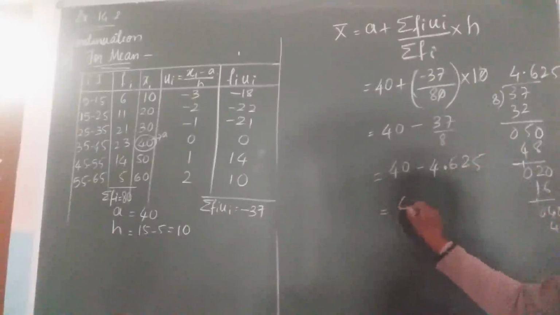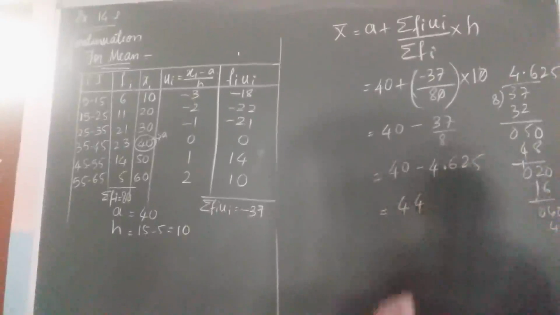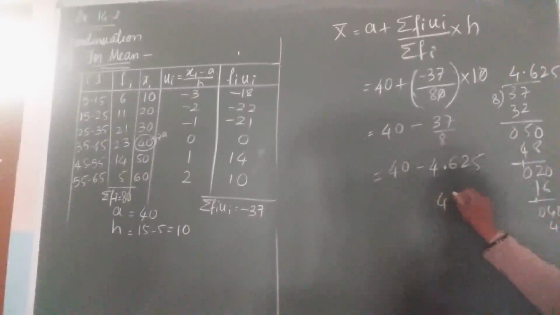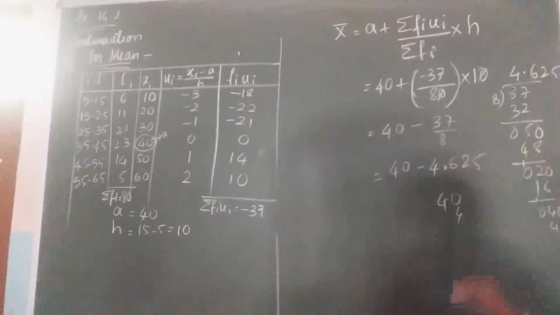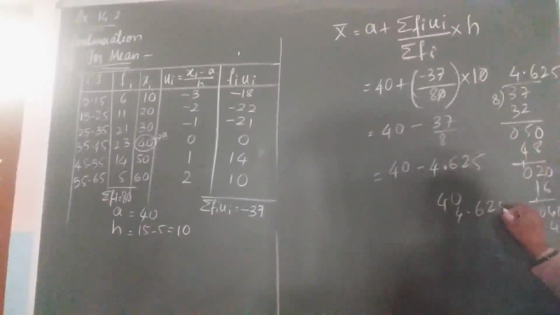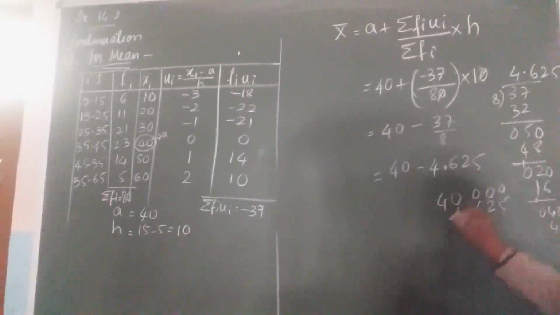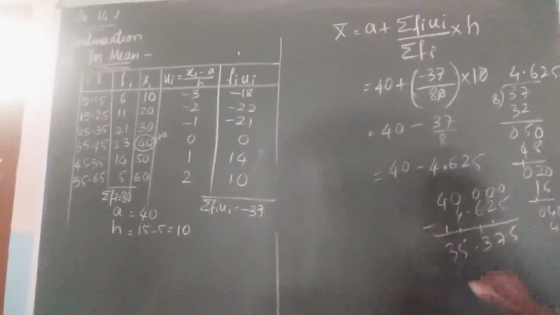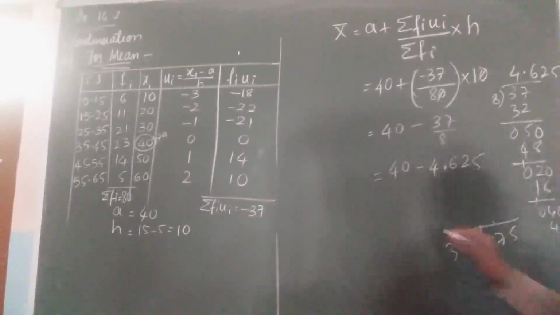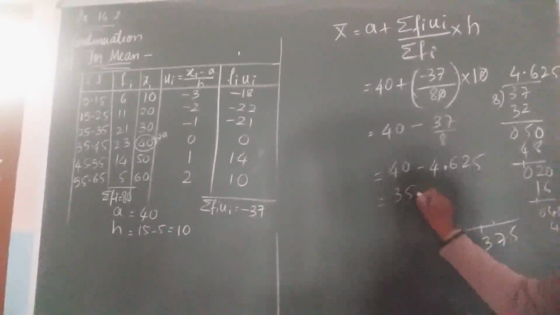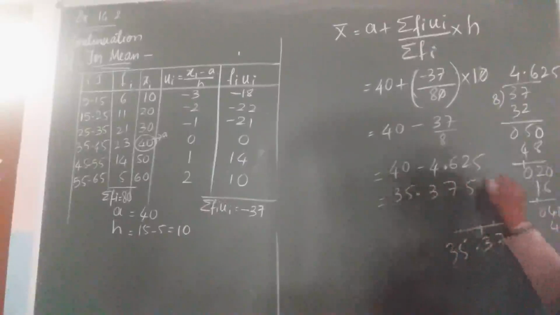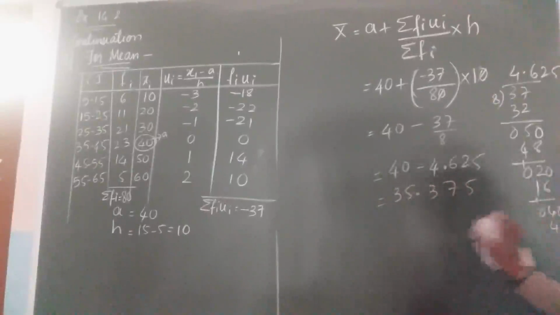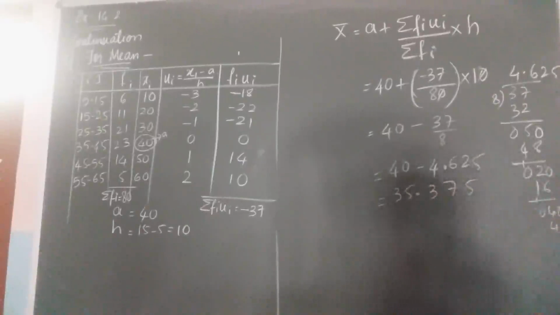So 44, you have to subtract here. So 40 minus 4.625. So subtract it. 10 minus 5 is 5. So here 3. The answer is nothing but 35.375. Here, this is nothing but the mean.